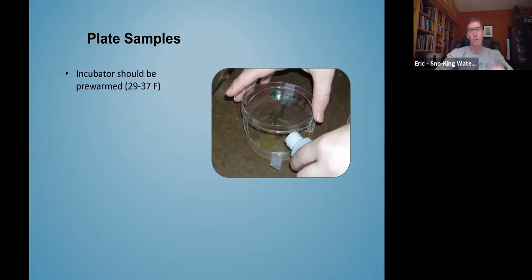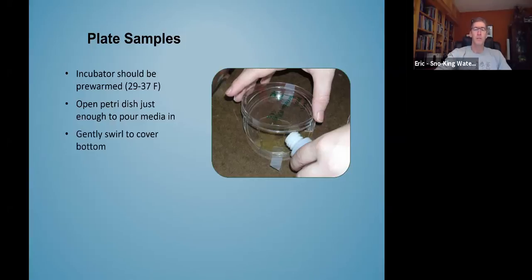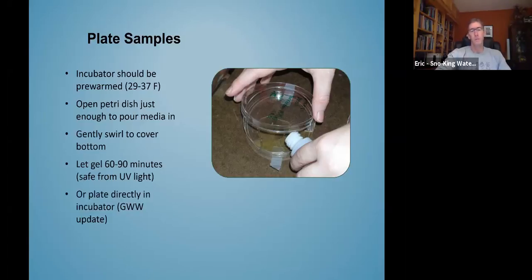So we do this plating process with a dish in the incubator. You'll open it up, pour the media in, swirl it to cover the bottom, but not too much because you don't want it going way up the sides. That'll make it difficult to count colonies. Like I said, we used to let it gel first. Now we just plate it right in the incubator and then incubate it.